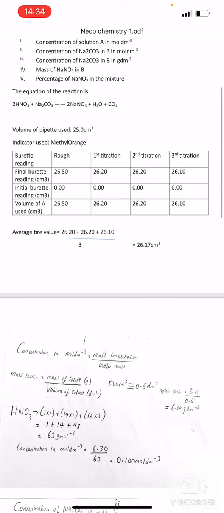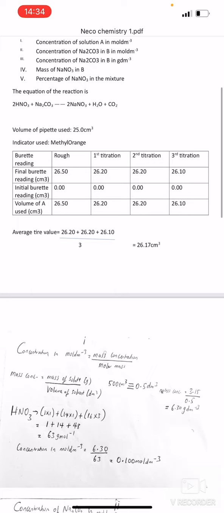And when you are observing your reading too, your value must be in 2 decimal place throughout. Even when you want to write 0, you don't just write 0. You have to write 0.00. Please, you must have a consistent decimal place. That is 2 decimal place throughout in your readings. So look at my readings here.